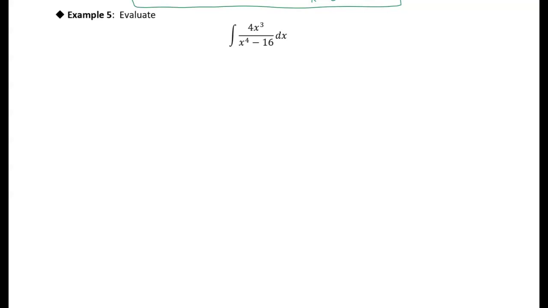All right, last example here. Again, we've got a rational function and we want to break it down into something that we can integrate. So let's first factor the denominator. I see the difference of two squares here.